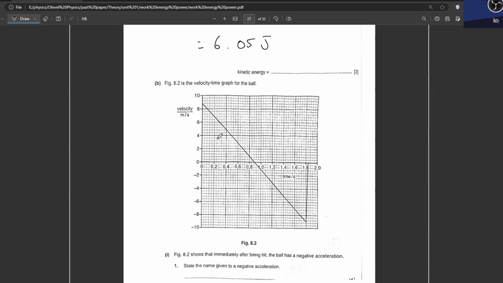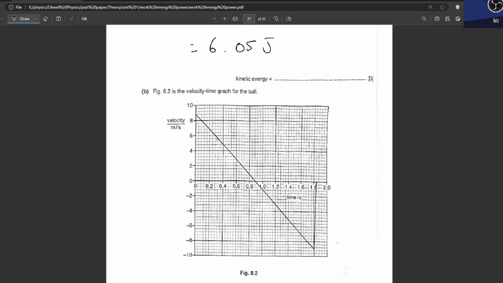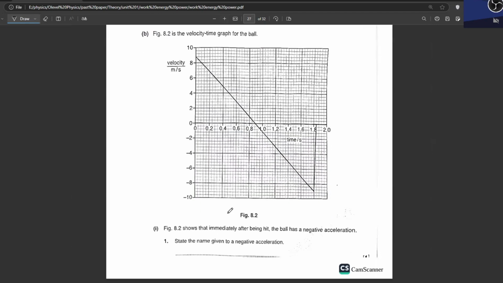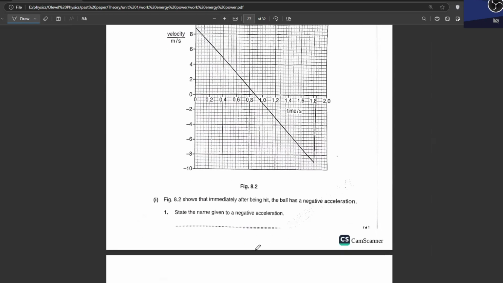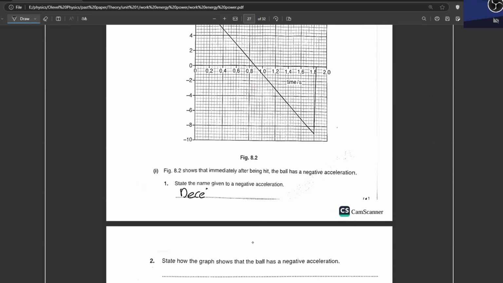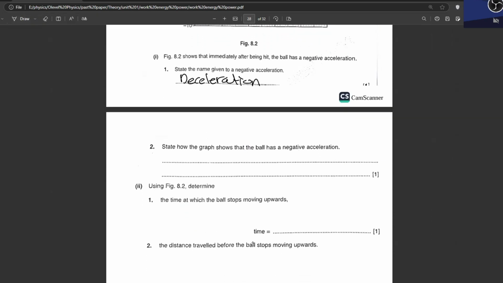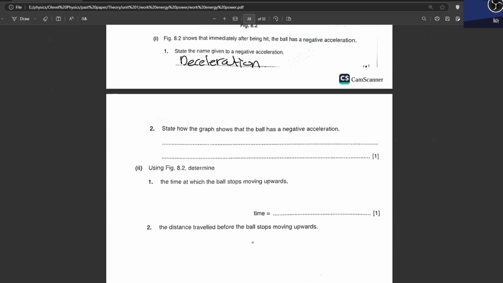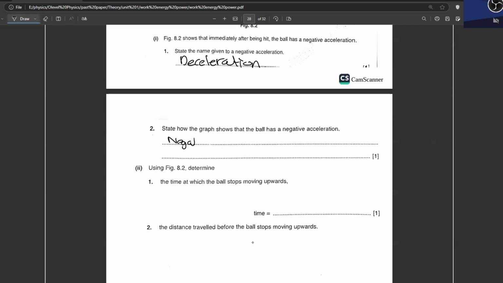Let's further move ahead. Figure 8.2 is the velocity time graph for the ball. Figure 8.2 shows that immediately after being hit, the ball has a negative acceleration. State the name given to negative acceleration, that is deceleration. Simple as that. State how the graph shows that the ball has a negative acceleration, basically negative gradient. Negative gradient. Simple. Negative gradient line, you can say that.